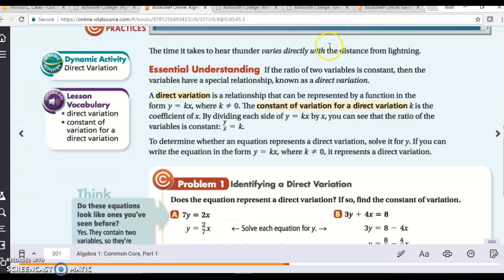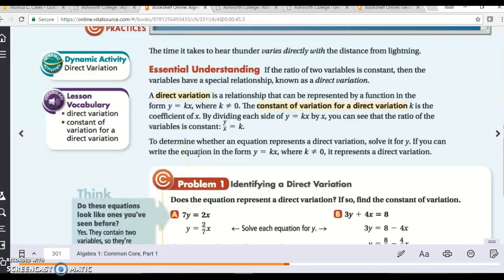So k is a constant, and it's a constant of variation for a direct variation. And k is also a coefficient. So by dividing each side of y equals kx by x, you see the ratio of the variables is constant. It is y over x. So here's the constant ratio, y over x.